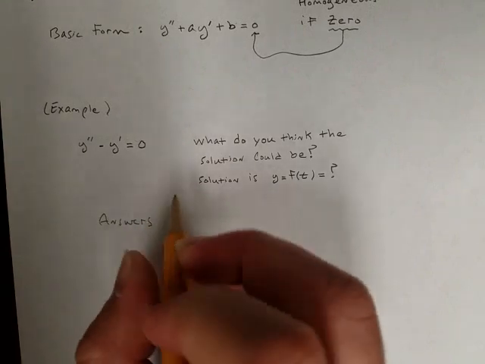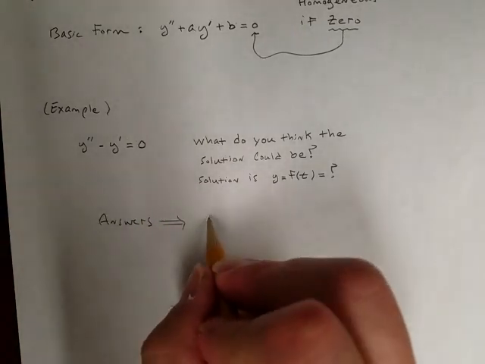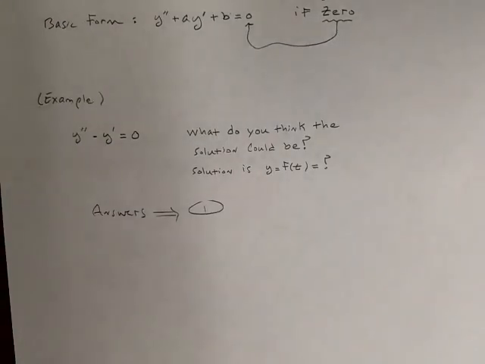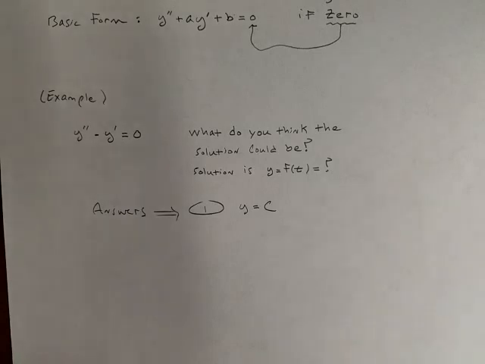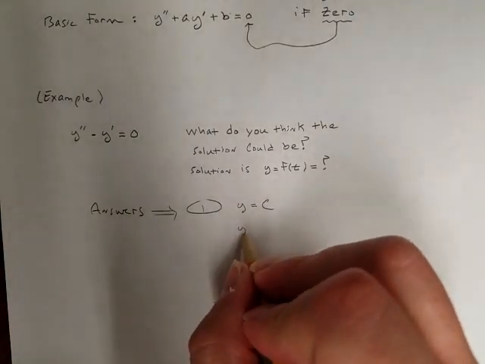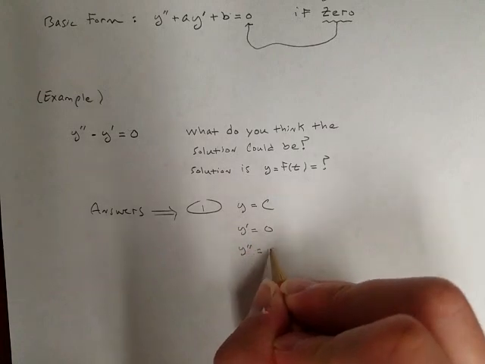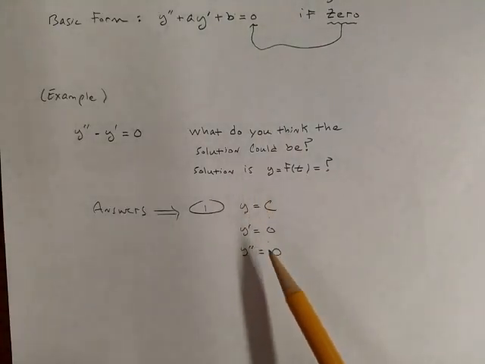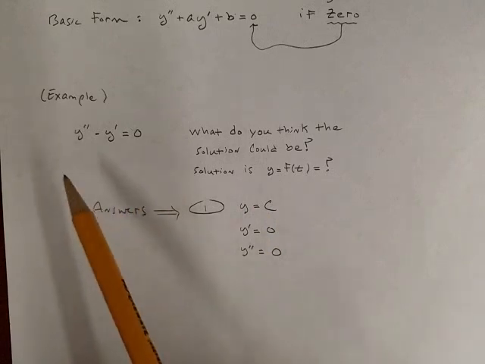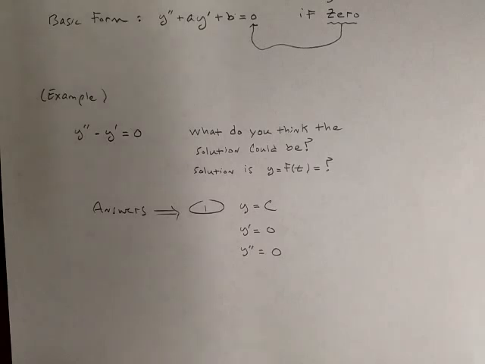I can think of one real obvious answer, and I'll make a list of things that I think could work. So first thing, what if y was just a constant? That would work. What's the first derivative? 0. And what's the second derivative? Also 0. So it looks like any constant function would do that. The second minus the first derivative is definitely going to be 0, no matter what that constant is. So here's one of them.